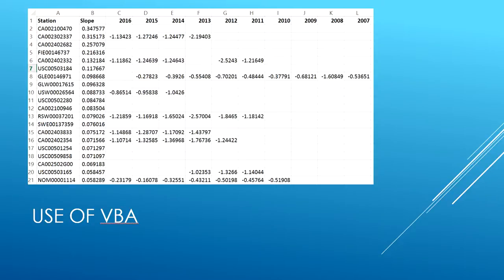In order to find the slope for each function, we had to create a subfunction using VBA in order to find the slope for each weather station, using the years as the x and the data points that were given using the tarball as the y.